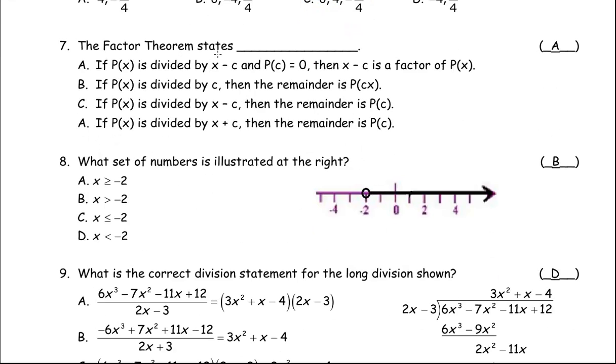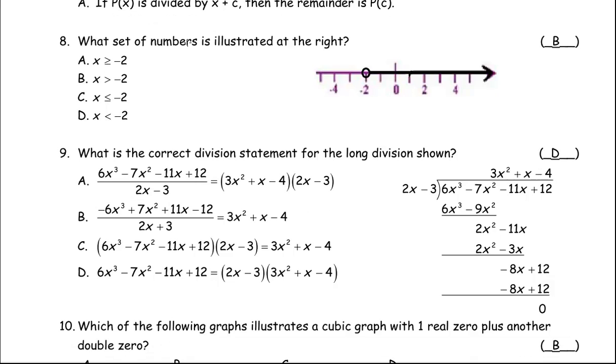Now the factor theorem states, and A is the correct statement for the factor theorem, if p of x is divided by x minus c, and p of c is equal to 0, so that means the remainder is 0, then x minus c would be a factor of the polynomial. For c here, c says if p of x is divided by x minus c, then the remainder is p of c. That's actually the remainder theorem, but you're asked for the factor theorem here.